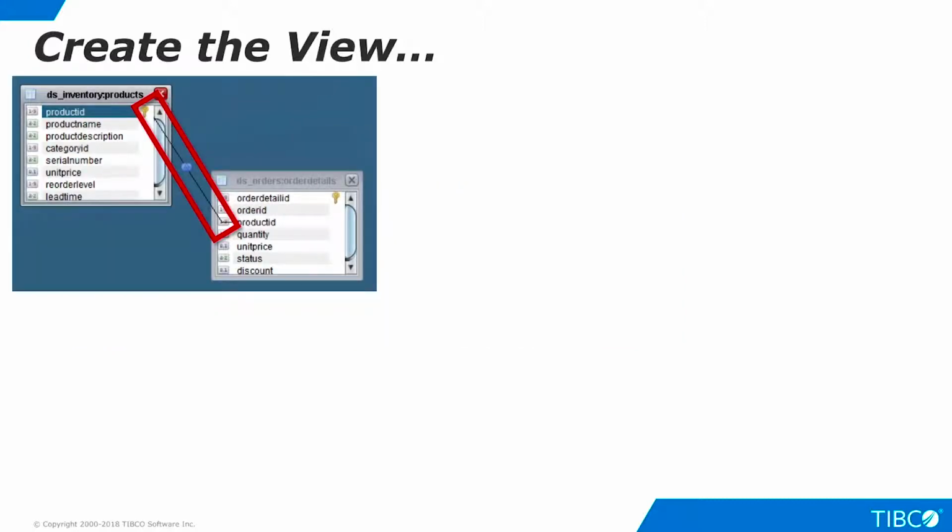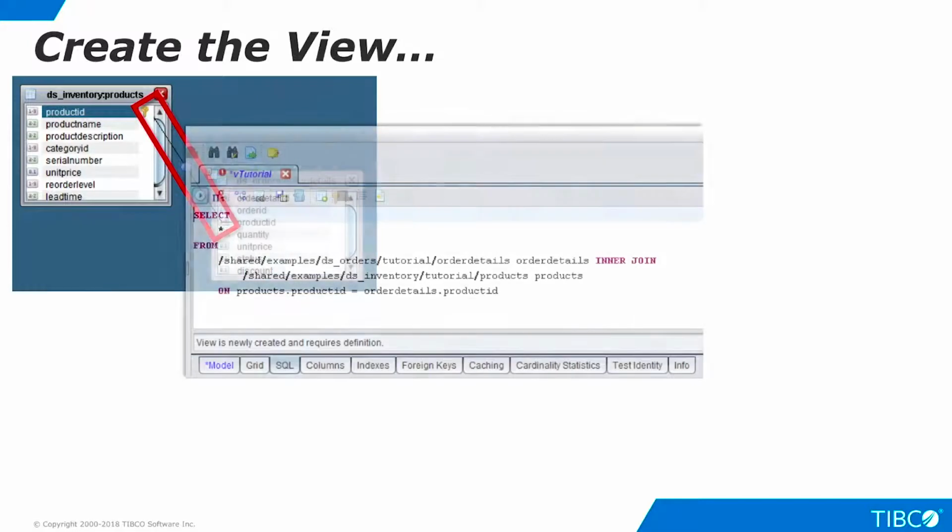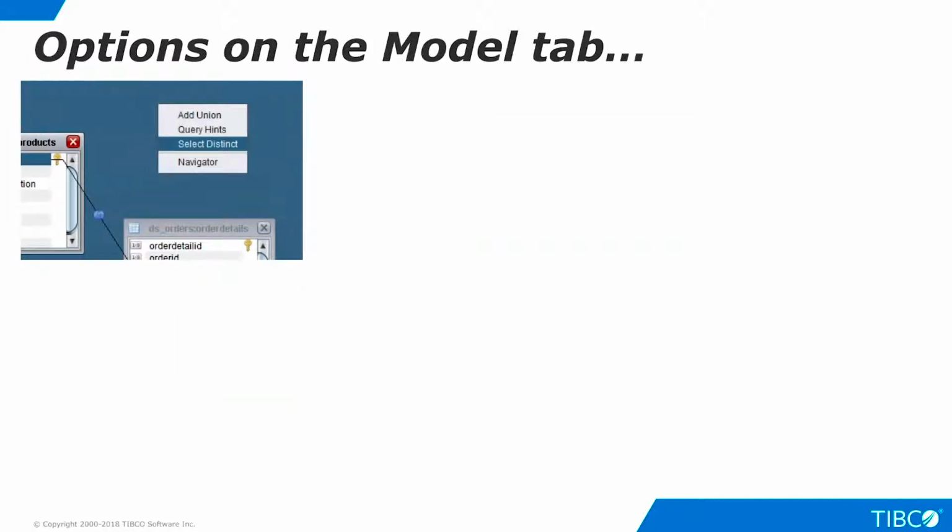We want to join these two tables to create our view. Drag a line between the columns to use for the join. In this case, they are both named Product ID. So far, we've been working on the Model tab in the editor. Now click on the SQL tab. Note that the work we have done on the Model tab has been automatically rendered as SQL. Now return to the Model tab.